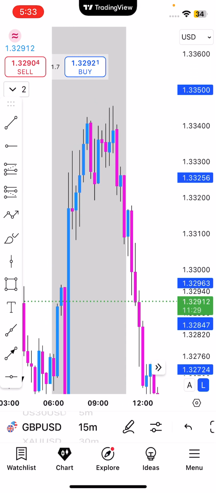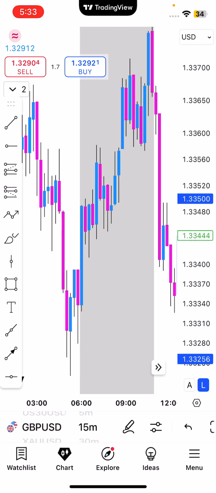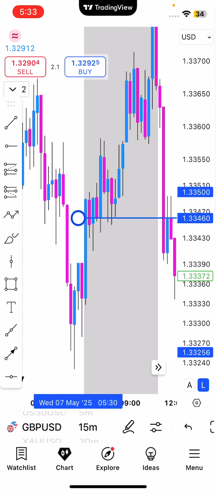Price is too high up. I wouldn't have taken any trade that day. There's nothing clean. Let's see here. Price had a breakout here, never came back.